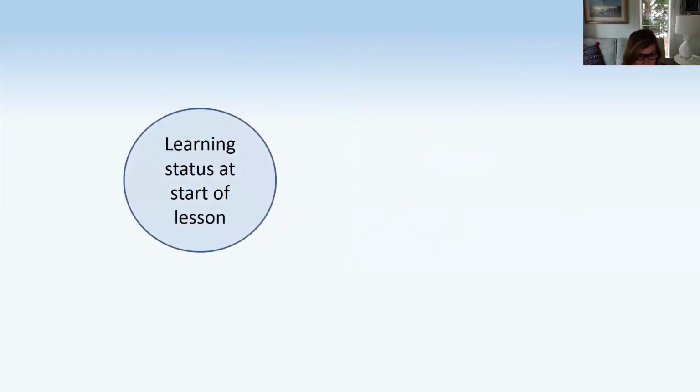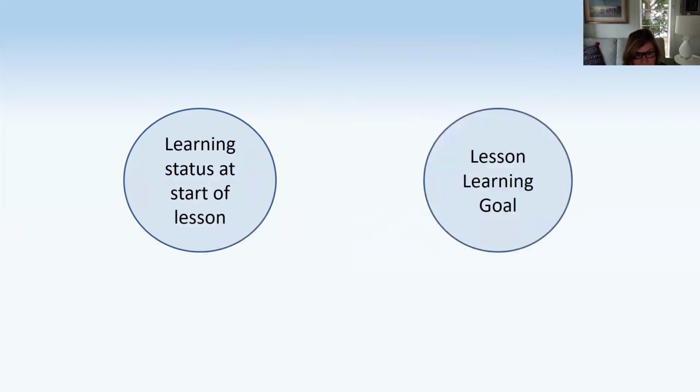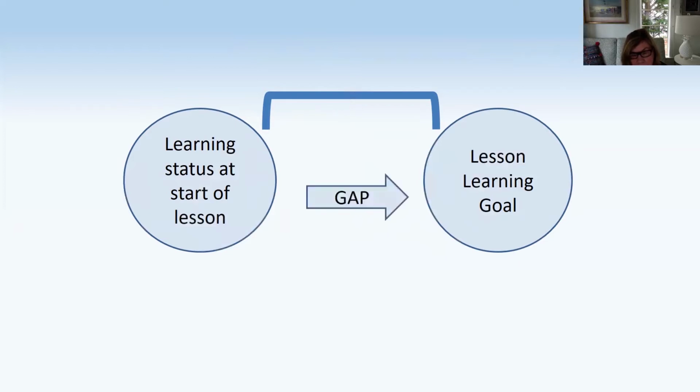Here we have the learning status at the start of the lesson, wherever the student is, ready to move to the learning goal at the end of the lesson, one, two, three class periods. And formative assessment is the means to keep that learning moving forward on track to meet the lesson goal and close the gap. And of course, when one gap closes, another one opens. That is in the nature of learning.